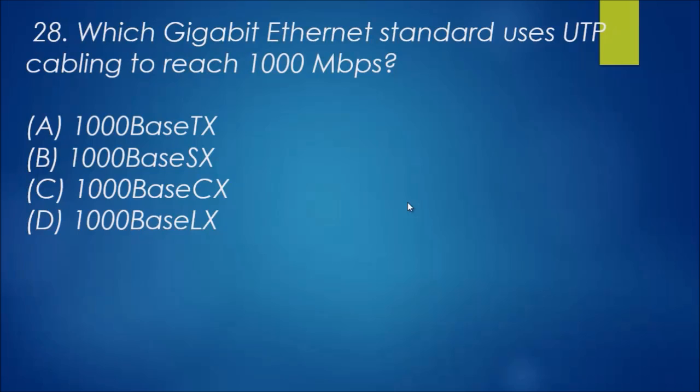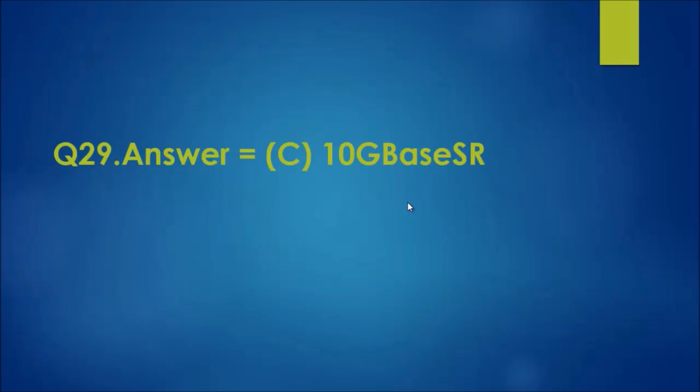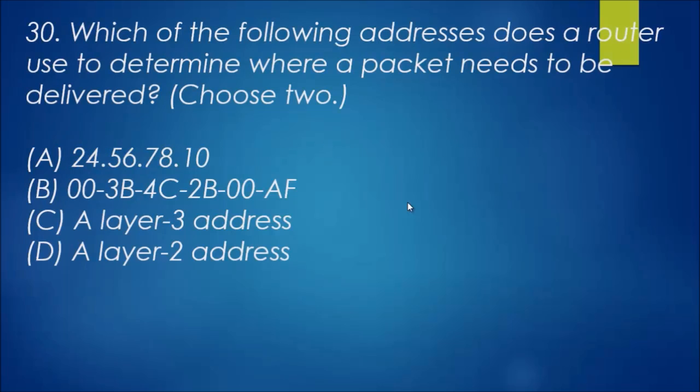Next one, which Gigabit Ethernet standard uses UTP cabling to reach 1000 megabits per second? This is a pure rote question, and the answer is A, 1000BASE-TX. Another one, which 10 gigabit Ethernet standard uses multi-mode fiber optic cabling? The answer is C, 10GBASE-SR. Pure rote answers there. That's just what they are.